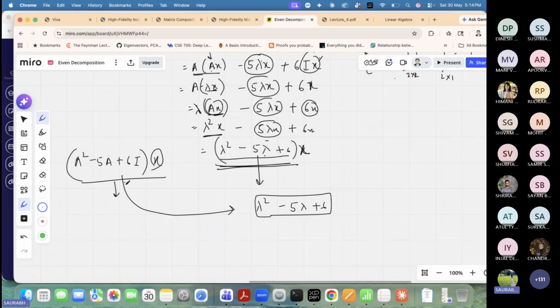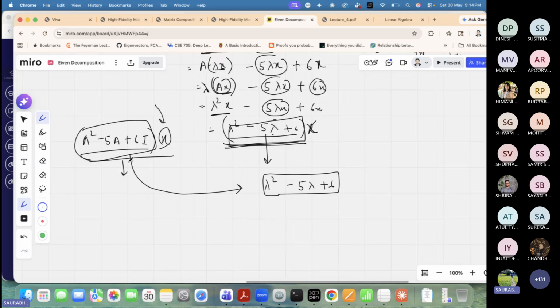So basically, multiplying this matrix with a vector x is nothing but this scalar value into x. So matrix into x is equal to scalar value into x. That scalar value is this. So basically the eigenvalue is this. Right? Good.